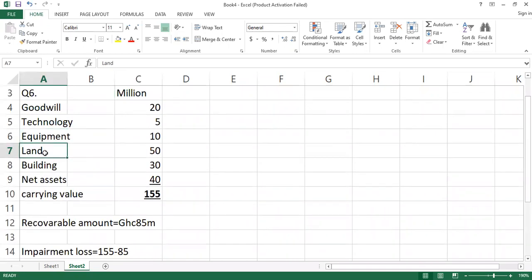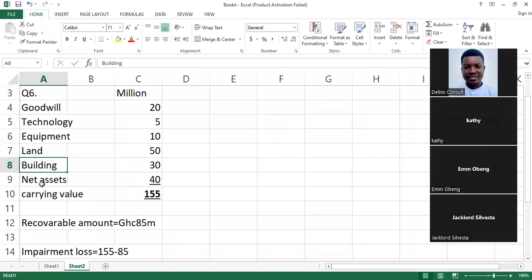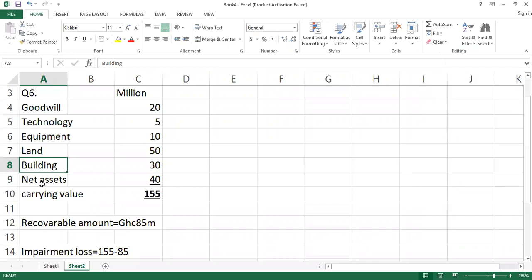equipment, land, and building. If the question should say that the net asset has also reduced beyond their carrying value, then it means that the difference between them will also be seen as impairment. But the question was saying that the other net asset, the value over there is the true representation of their net realizable value. It means that is the value that we can get from it. There is no reduction. There is no increase. Are you okay? All right.